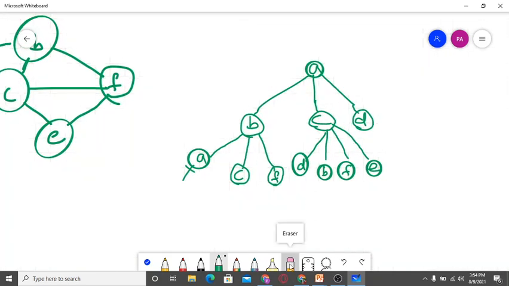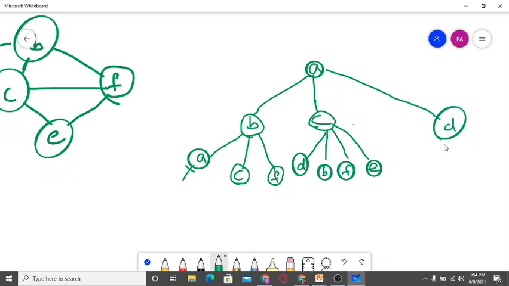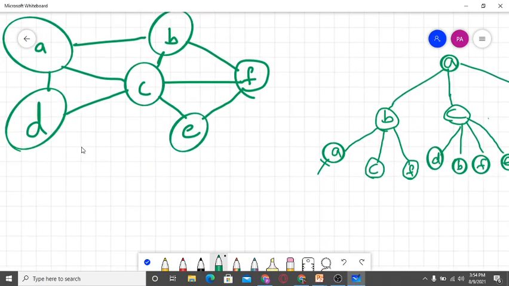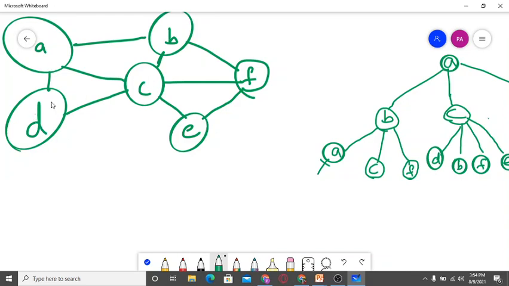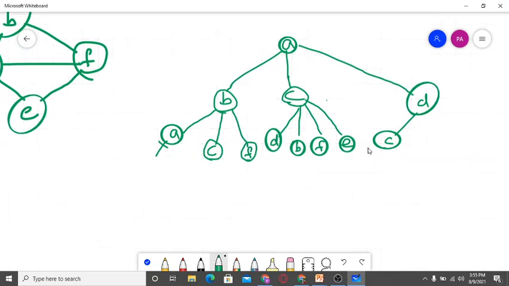Next, for this D, I will erase and increase the size. This is D. And here from D I can go to C. Okay, from D I can go to C, I can go to A, not anywhere else, only C. Okay, now here A, I am closing because it is a dead end, we cannot go further.